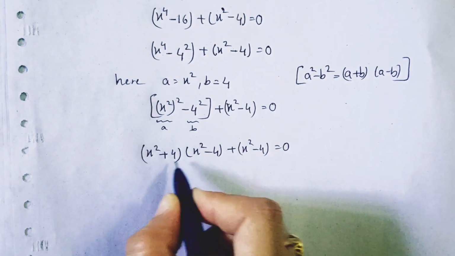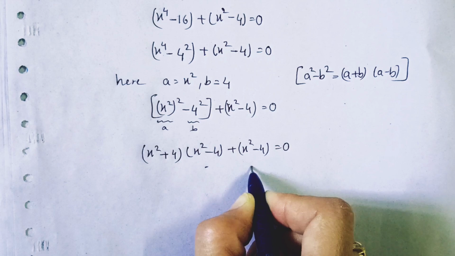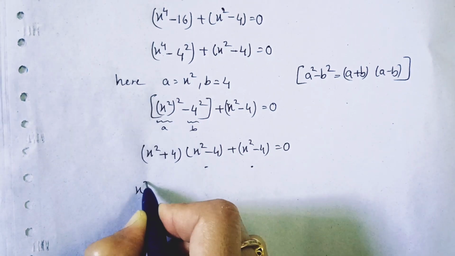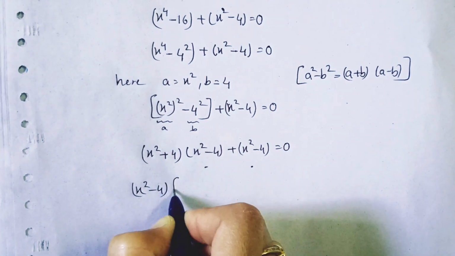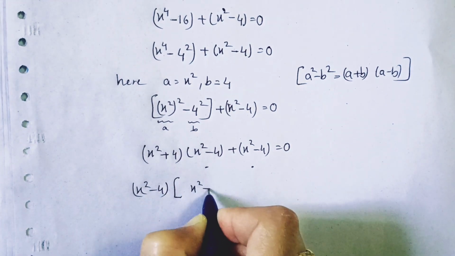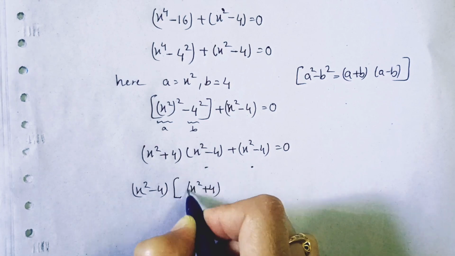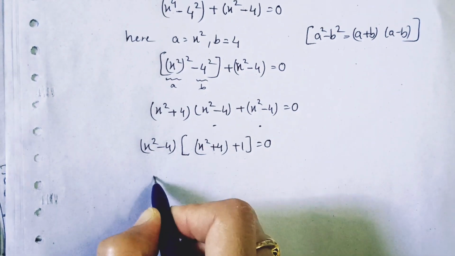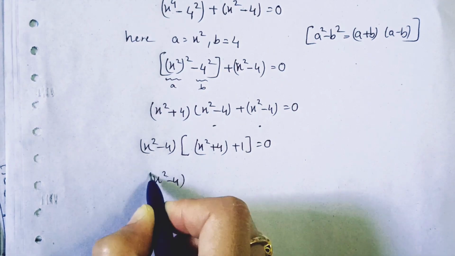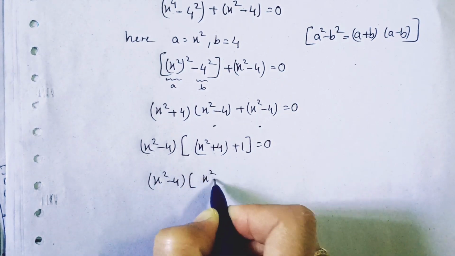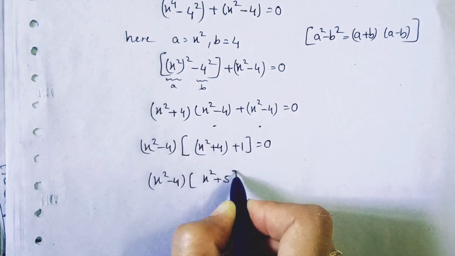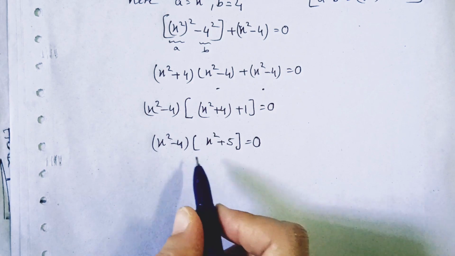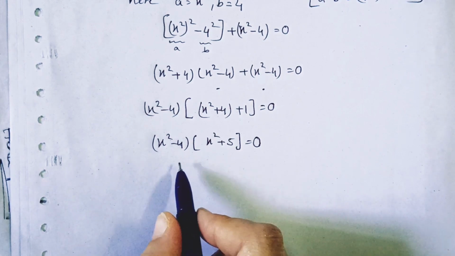So what is common here? x square minus 4 is common, that's why I am taking it out. x square minus 4 of x square plus 4, plus 1 equal to 0. Then x square minus 4 of x square plus 4 plus 1, which is 5, equal to 0. So now it's clear for us. We are getting two solutions here.